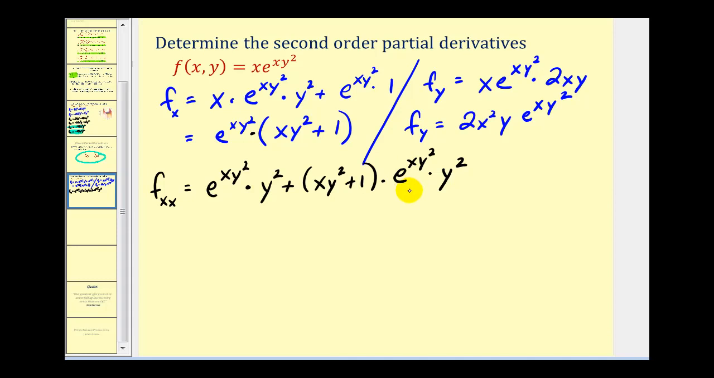We're going to have to distribute here and here. Notice the second distribution, we're going to have another y squared e to the xy squared, and we have another one here. So we're actually going to have two of those. And then we'll have xy to the fourth e to the xy squared.